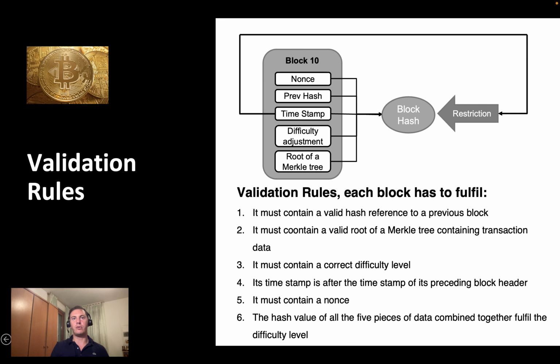And regarding validation rules, each block has to fulfill the following ones. It must contain a valid hash reference to the previous block. It must contain a valid root of a Merkle tree containing transaction data. It must contain a correct difficulty level. Its timestamp is after the timestamp of its preceding block header. It must contain a nonce. The hash value of all these 5 pieces of data combined together must fulfill the difficulty level. So it means that all of these 5 go into the hash, and it should be less than the target number.